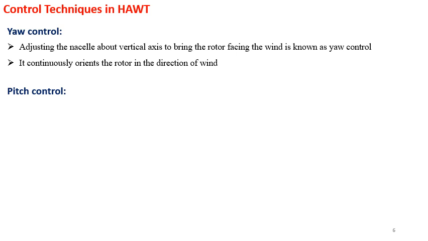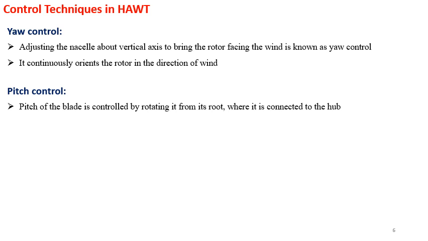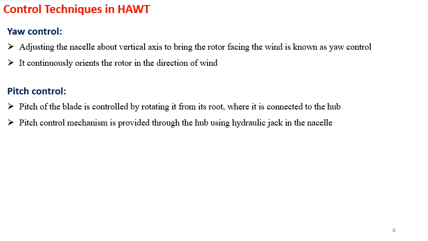The next is pitch control. The pitch of the blade is controlled by rotating it from its root, where it is connected to the hub. The pitch control mechanism is provided through the hub using a hydraulic jack in the nacelle.